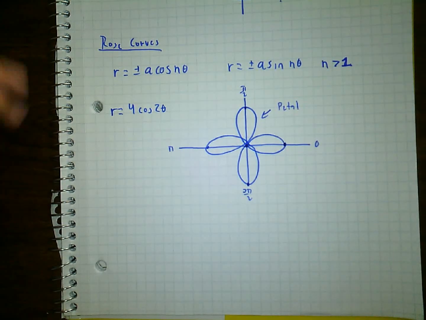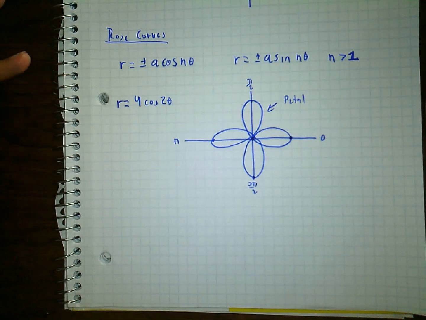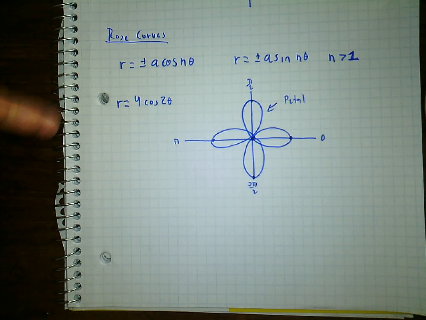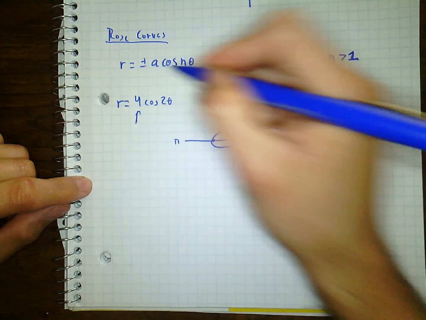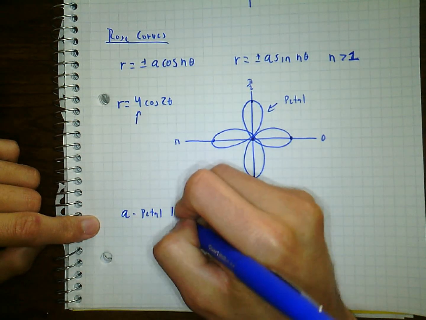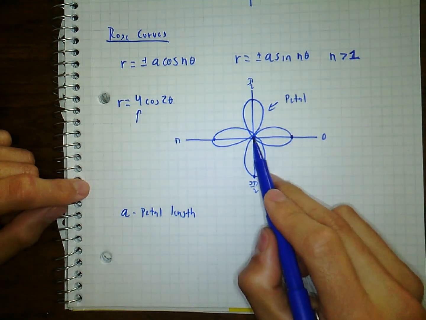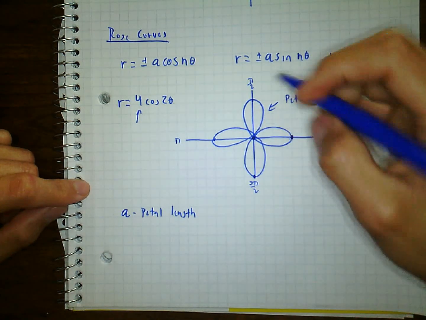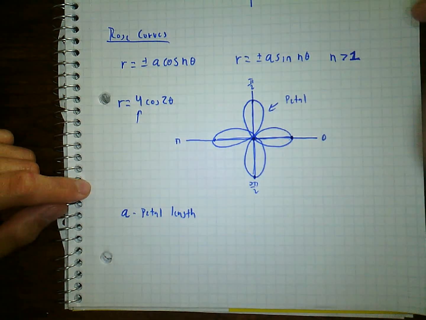And we need to make some observations about it. So for example, I don't want to make this video super long, so I'm just going to jump in and tell you some of the data. The value here for A would be what we call the petal length. So in our case, it was 4. So notice how each one of my petals is 4. So that's my petal length right here, from here to here, from here to here, from here to here, from here to here, right?